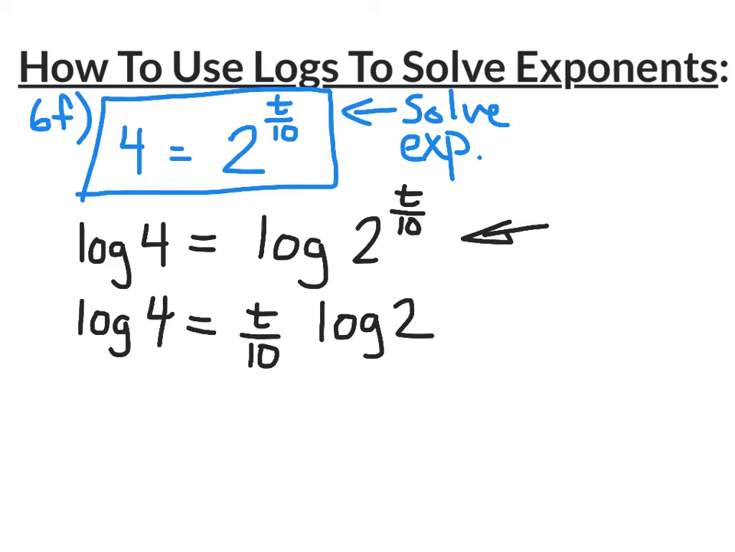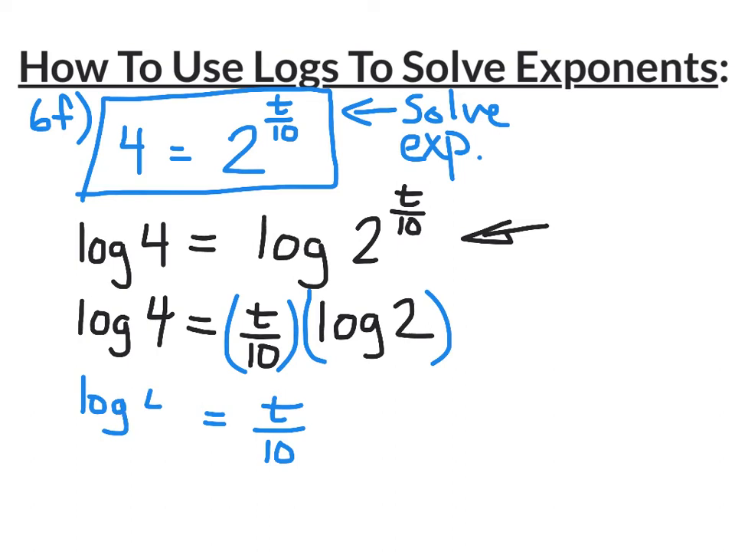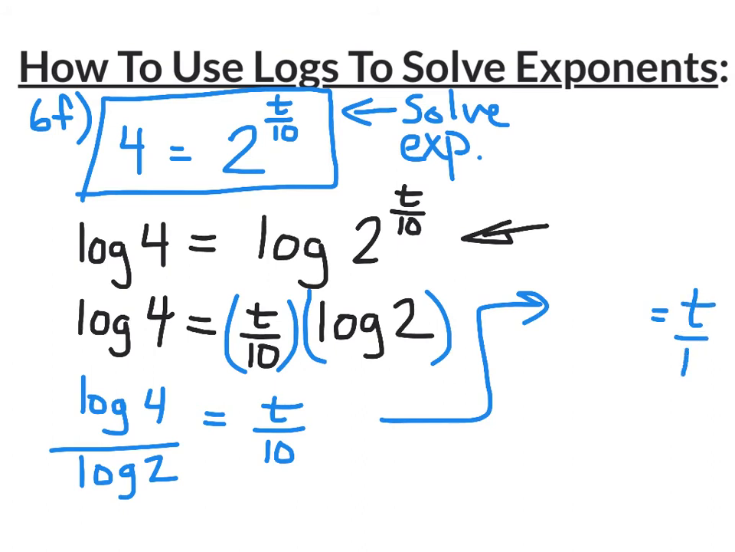So now I can actually solve this algebraically because none of this is an exponent anymore. This is t over 10 times log of 2. If I wanted to bring log of 2 to the other side, instead of multiplication, it would be division. So I'm going to divide out the log of 2 from both sides, and now I end up with t over 10 is equal to log of 4 divided by log of 2.